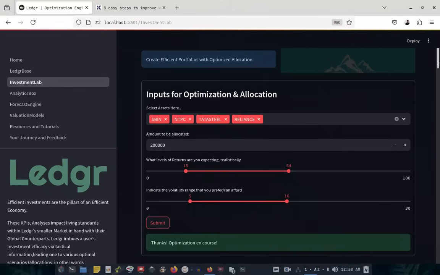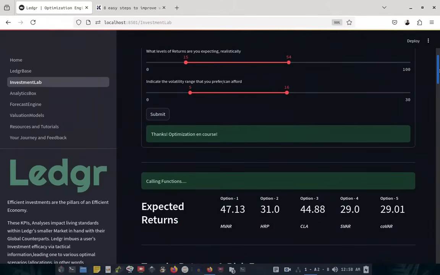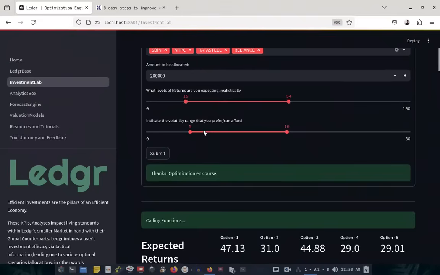Okay, so these are the 5 different options by the 5 different algorithms as listed over here. Each of the algorithms has its own characteristics, own considerations, and own boundary conditions, and each of them have their data derived directly from the historical data of each of the stocks that have been provided right over here.